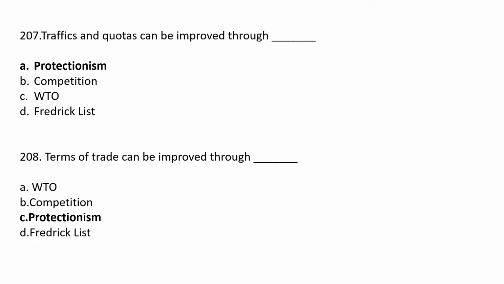Terms of trade can be improved through option A WTO, option B competition, option C protectionism, option D Frederick List. The correct answer is option C protectionism. Term of trade can be improved through protectionism.